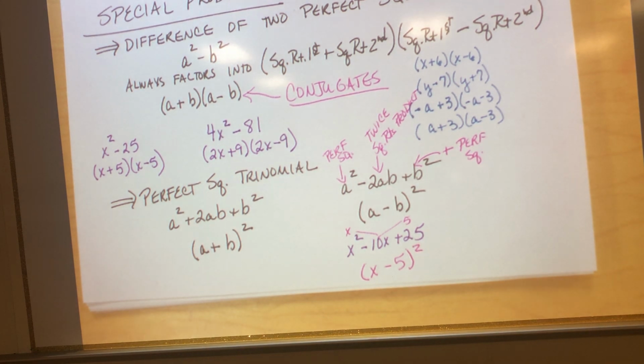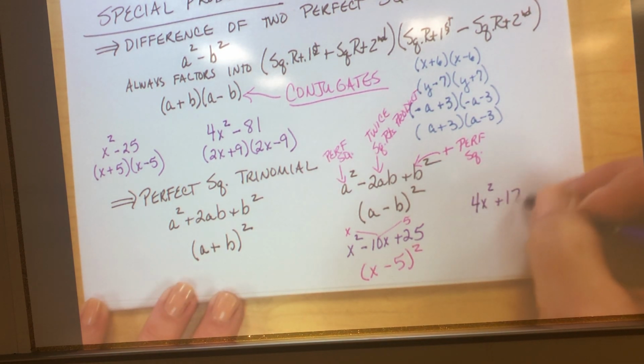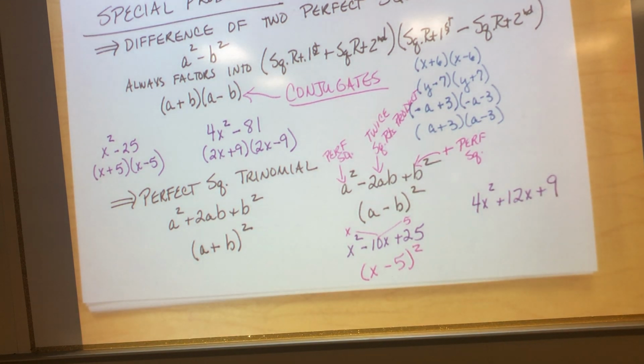Okay, let's try one more. I'm going to make this one a little bit more difficult. So 4x squared plus 12x plus 9.